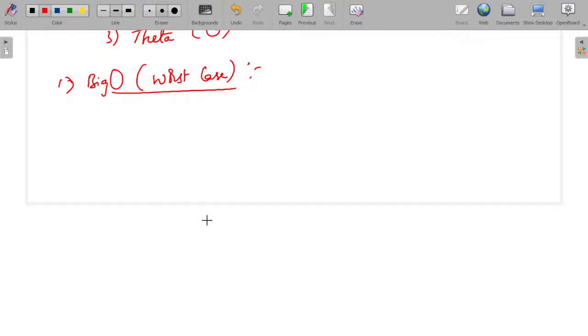Okay. So big O notation is used to represent the worst case time complexity or space complexity, and the equation for big O notation goes like this. Big O of g of n is always less than or equal to f of n. So the equation goes like this, and the corresponding graph for this would look something like this.